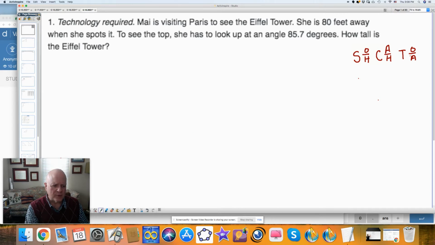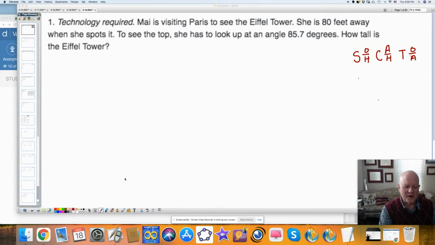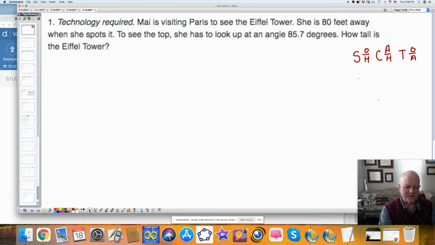So here we have a problem. Let me move my video over a little bit. Mai is visiting the Eiffel Tower. She went to France and she goes to Paris. We want to know how tall the Eiffel Tower is. If I were to draw this picture, here's the Eiffel Tower. It doesn't look like the Eiffel Tower, but this is what we're looking for. I'll call it x. And she's standing 80 feet away.